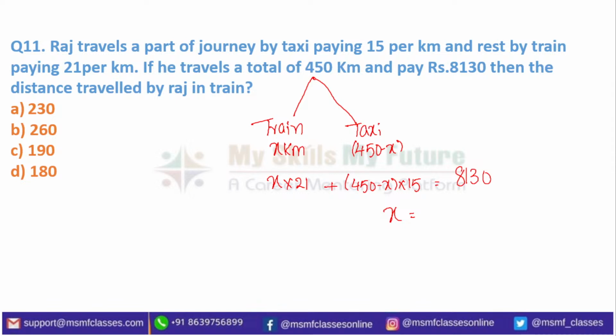X is nothing but the distance traveled by the train. So the x value we are getting is 230. X equals 230, which represents 230 kilometers. 230 represents option A, which is the correct answer.